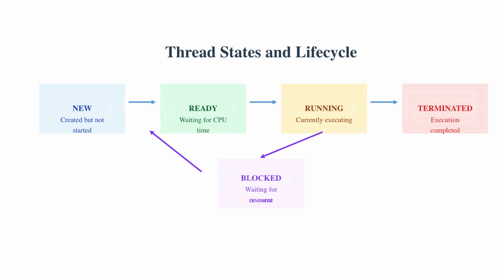The running state is where the action happens. The thread is currently executing its instructions on the CPU. Only one thread per CPU core can be in this state at any given time, which is why thread scheduling is so important. When a thread enters the blocked state, it's temporarily suspended because it's waiting for something. Maybe a file to be read, user input, or access to a shared resource that's currently locked by another thread. The thread can't continue until that condition is met.